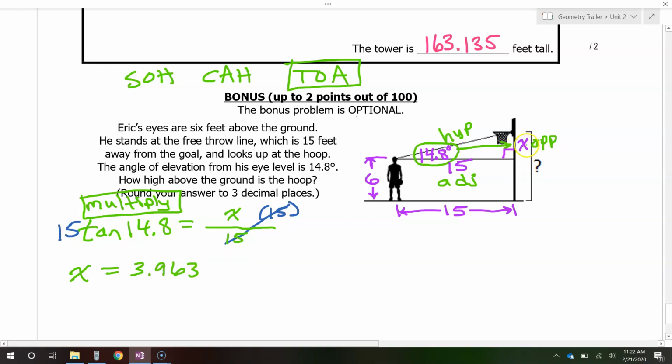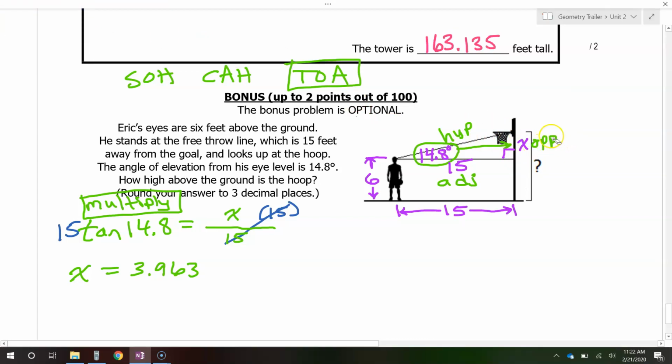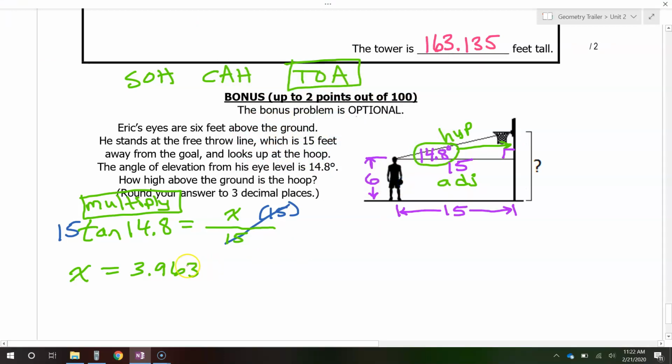Okay, so that is x up here. But that is not the answer. So let me just make this really clear. We just found x right here. So let me erase the x for a second. Okay, so we just found this distance right here, and we just found that this distance is 3.963.